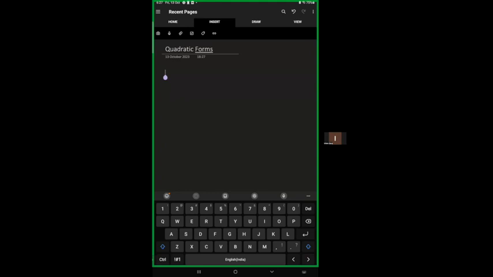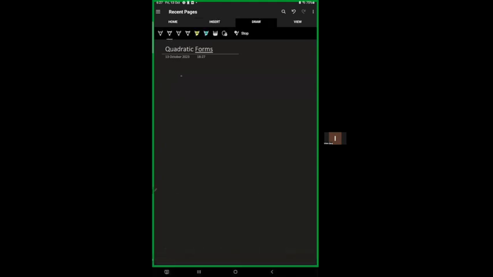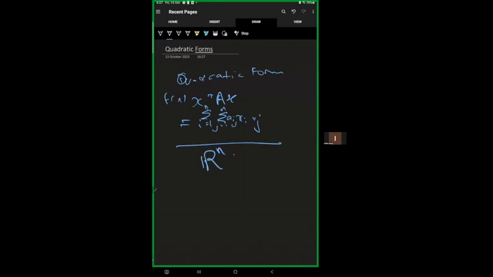In the PPT, we first discussed what the quadratic form was. It is essentially x transpose Ax, or equivalently the sum over i equals 1 to n and j equals 1 to n of a_ij x_i x_j. It represents a mapping from the vector space R^n to the real number line R.